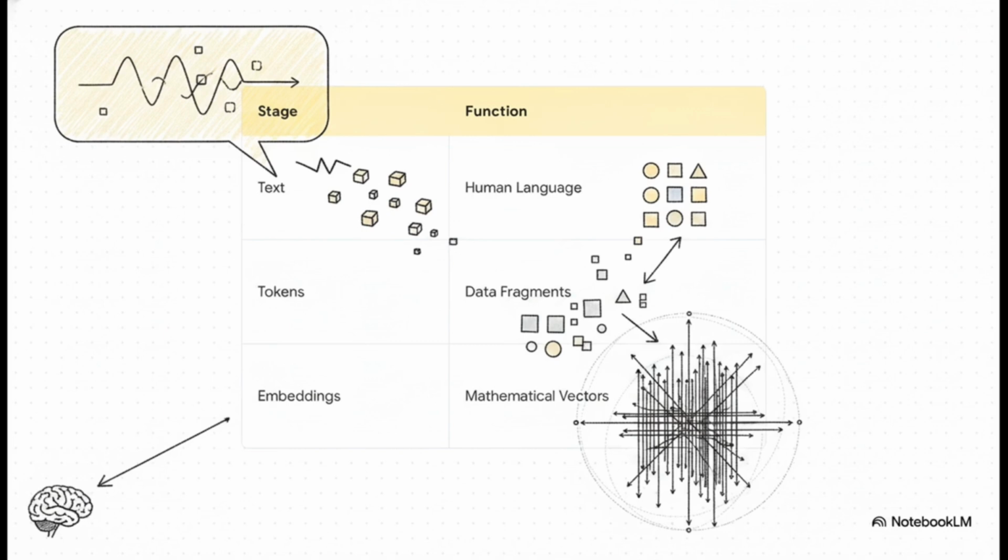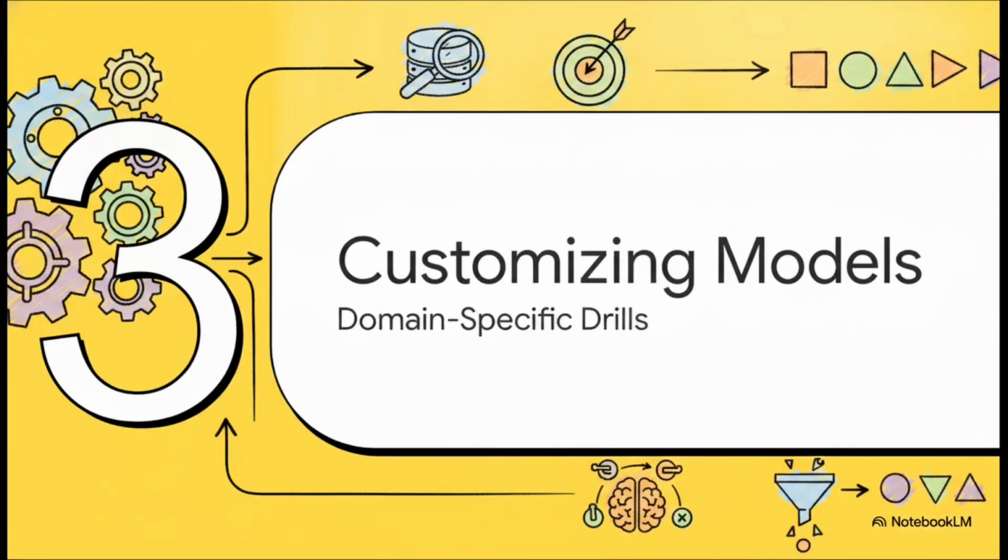But tokens alone? They don't really have meaning. And that's where embeddings come in. The AI converts those tokens into numerical vectors. It literally maps the semantic meaning of a word into a set of numbers, which allows the machine to mathematically calculate the similarity between different concepts. This right here is how a machine actually understands meaning. It's brilliant. Moving on to Module 3, Customizing Your AI Model.